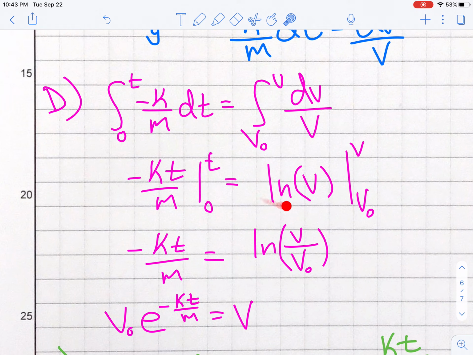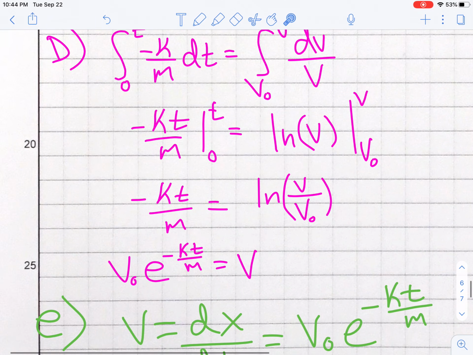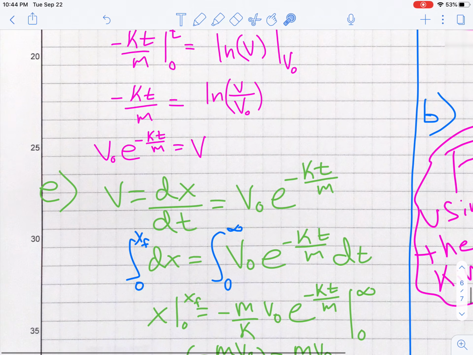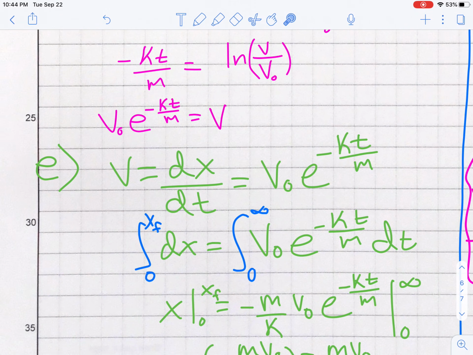Remember, when you evaluate this, you're going to get ln of v minus ln of v0. Use your property of logarithms. That becomes a division. Put each side as a power with a base of e. A base of e to a power of ln cancels. And we get this. Does this make sense? The function we have on the left side is an exponential decay starting at v0 and asymptotically approaching 0. So that makes sense.